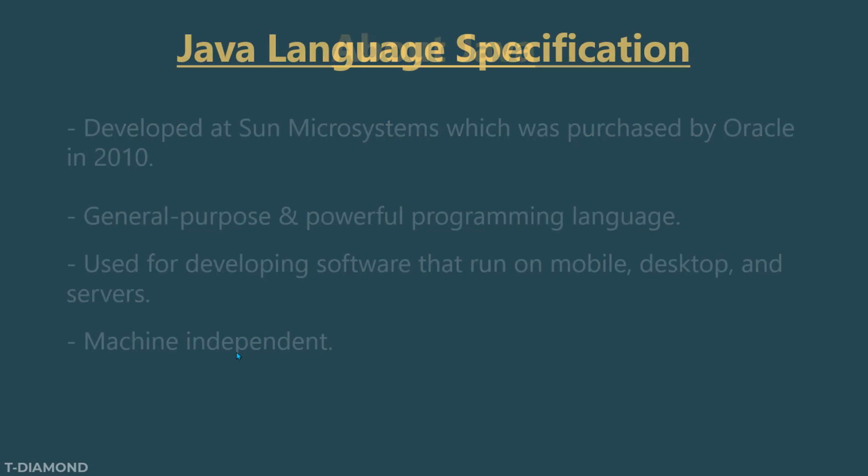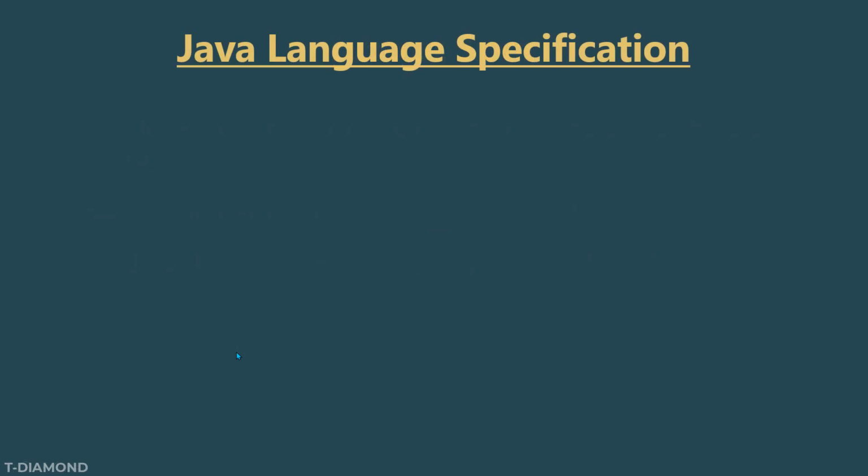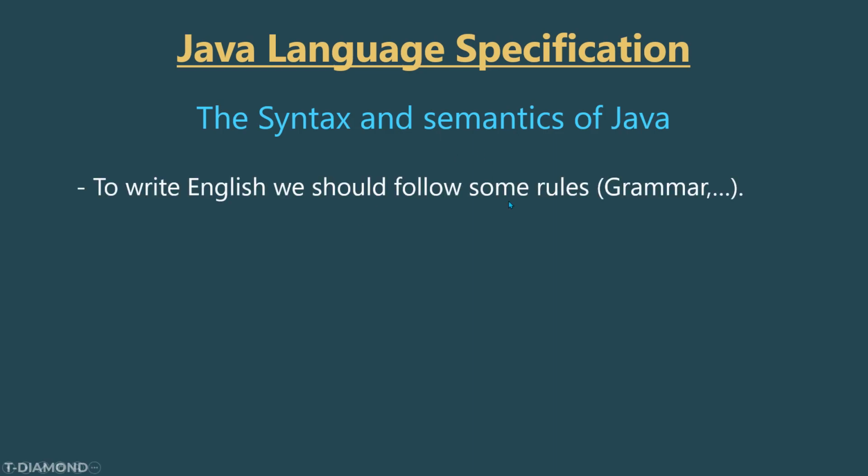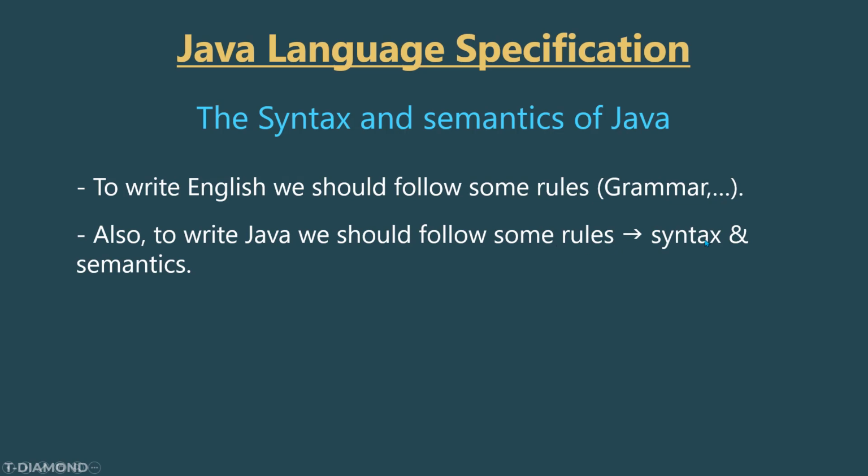So now let's see what we mean by Java language specification. It is basically the syntax and the semantics of Java. So what do we mean by this? Let me give you an example. If we want to write English, we should follow some rules, right? For example, the grammar rules. The same thing applies to Java. If we want to write Java, we should follow some rules, and we have the syntax rules and the semantics rules. For example, if we say "he are playing", this is an English sentence, and we have a grammar mistake because "are" is wrong. We should say "he is playing".